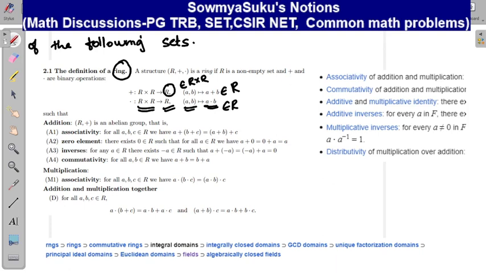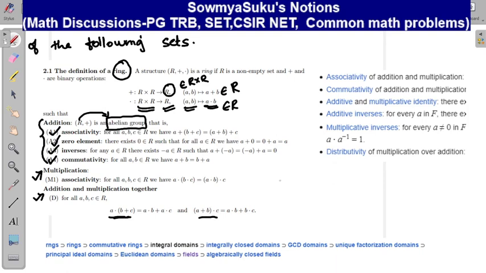So what are the conditions needed for a set to be a ring? For that, addition is an abelian group. These four properties must be there: that is abelian group, associative, zero element, that is additive identity, then inverse, then commutative. So for a ring, the first property is that addition is an abelian group. The second one is associative under multiplication, and the third one is the distributive law, multiplication over addition. So these properties must be there for the ring.